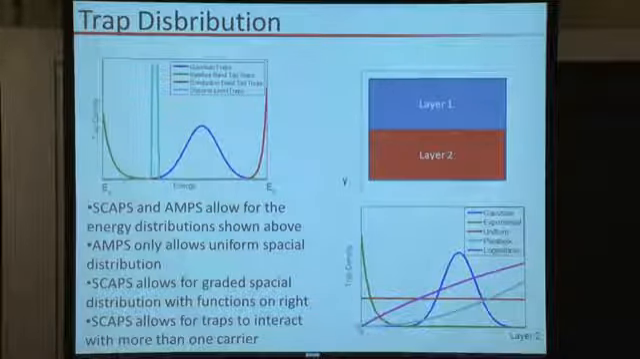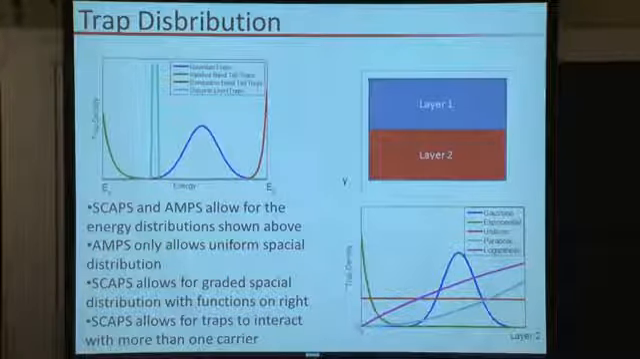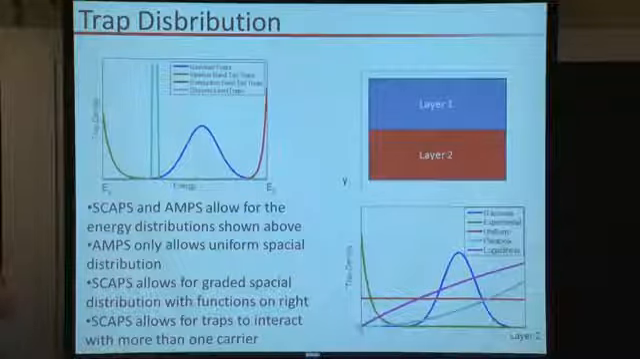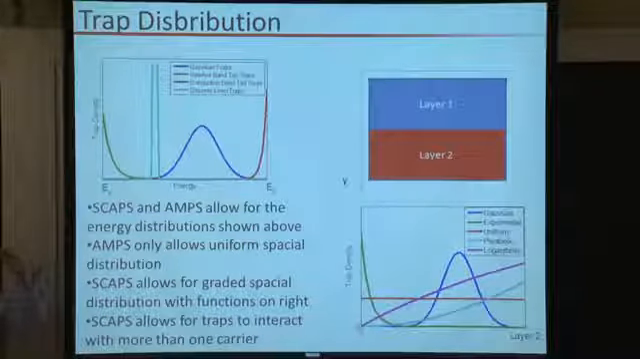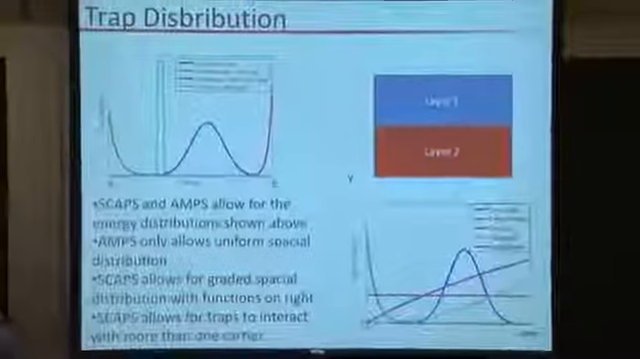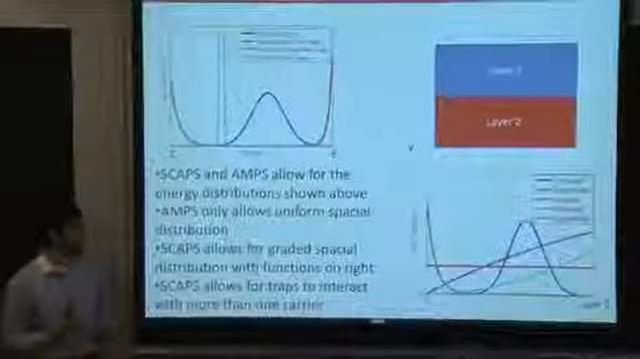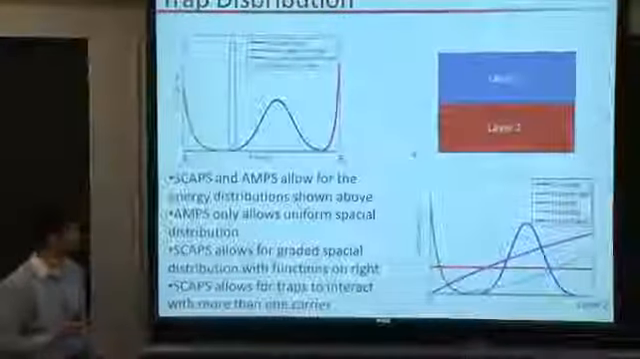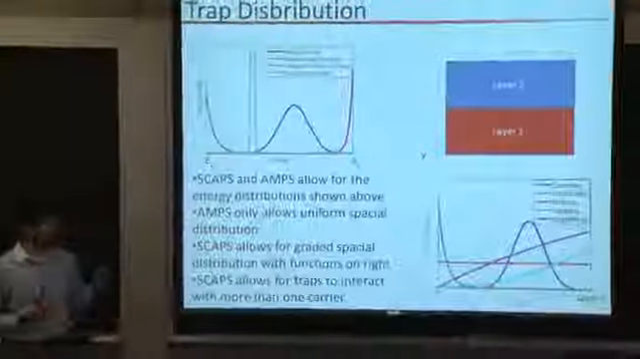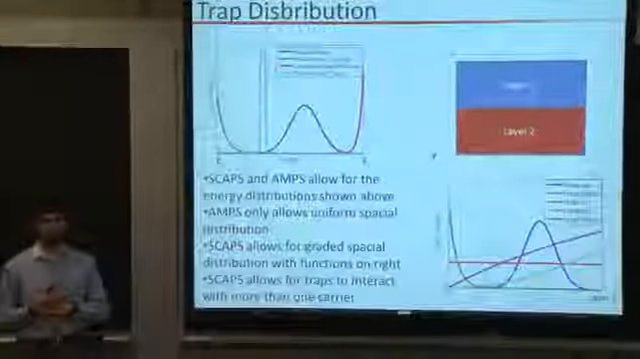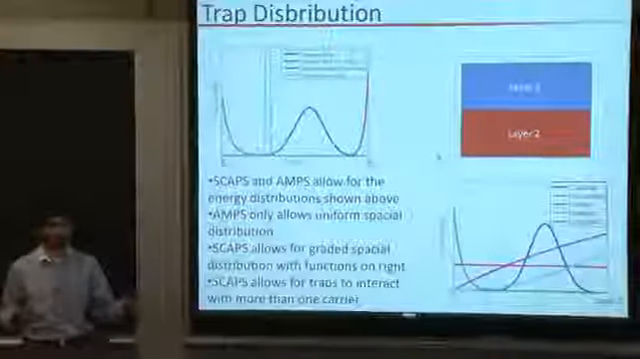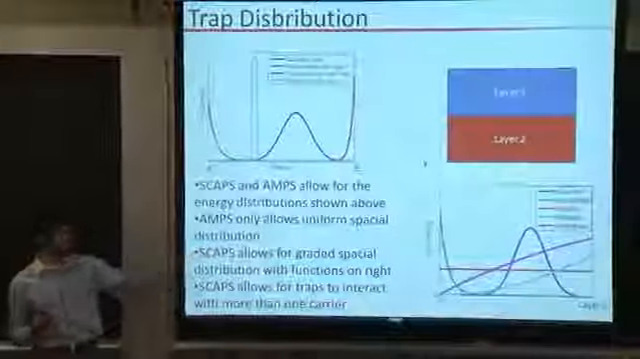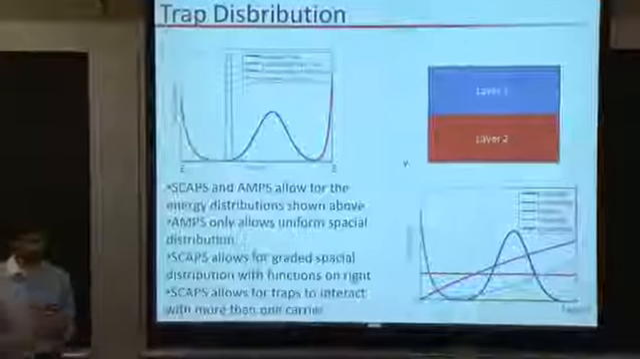At the same time, SCAPS allows for spatial non-uniformities for traps. For example, if I have a layer with a lot of traps at the top but not that many traps by the bottom, I can model that in SCAPS. However, in AMPS, I can only model a uniform distribution of traps spatially. So I can't have any Gaussian distributions or anything like that.